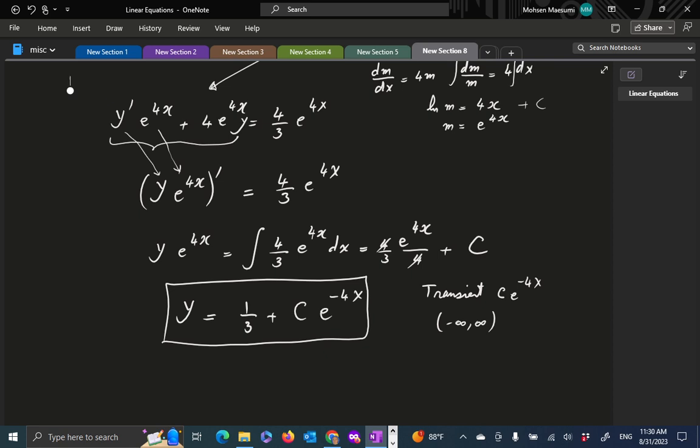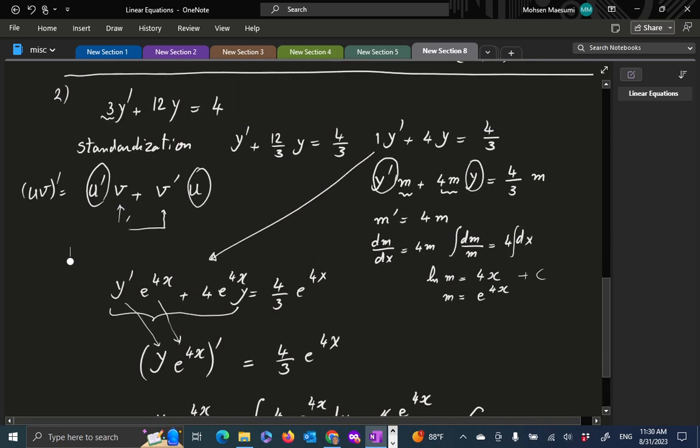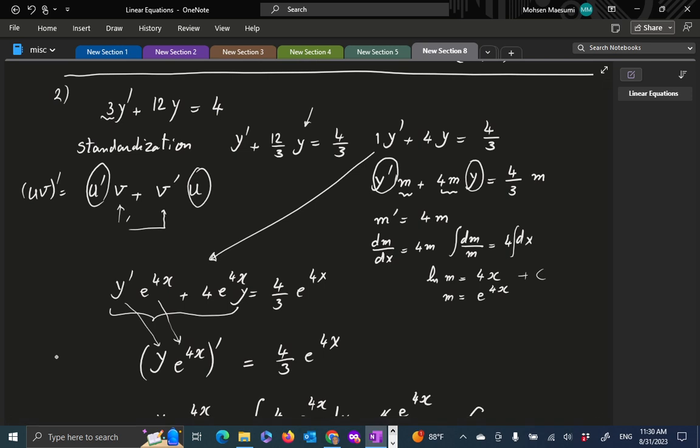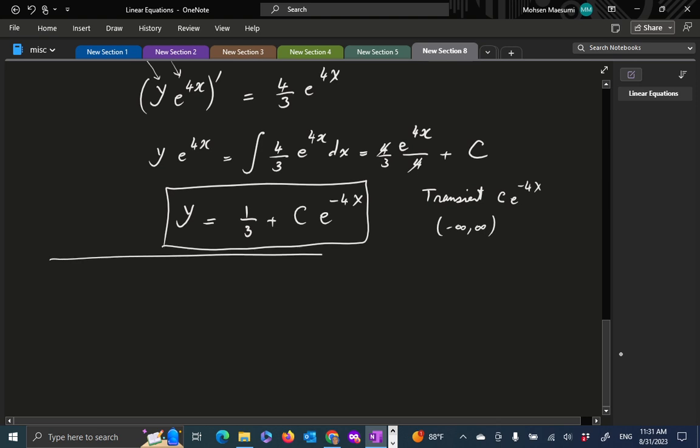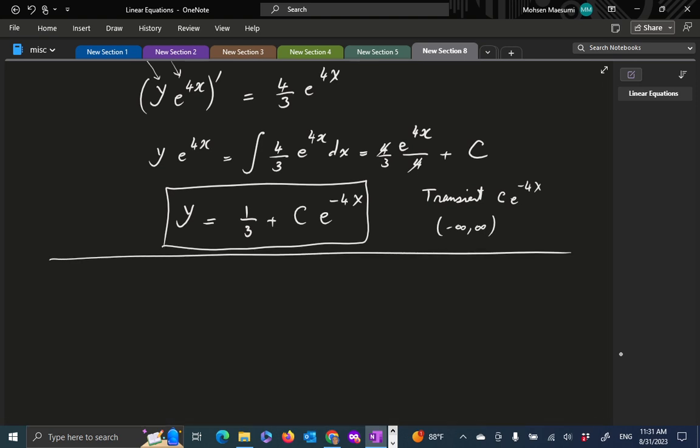We come here, look at our standardized equation. Is there any limitation on x? No, there is no limitation, and so how about our solution? No limitation on our solution, and so that was easy. Let's move up one notch.